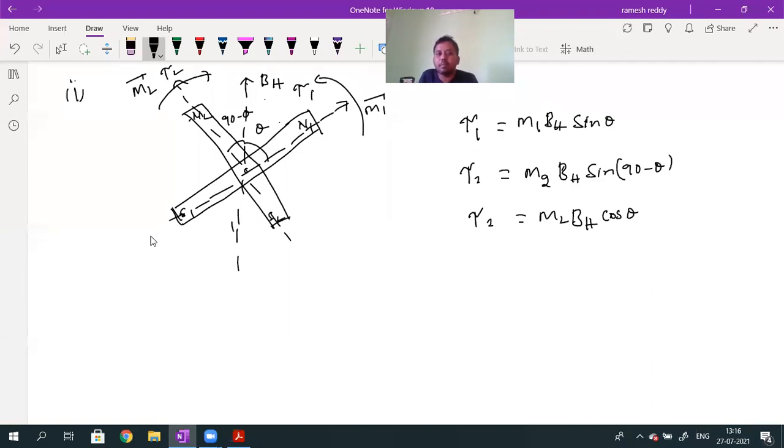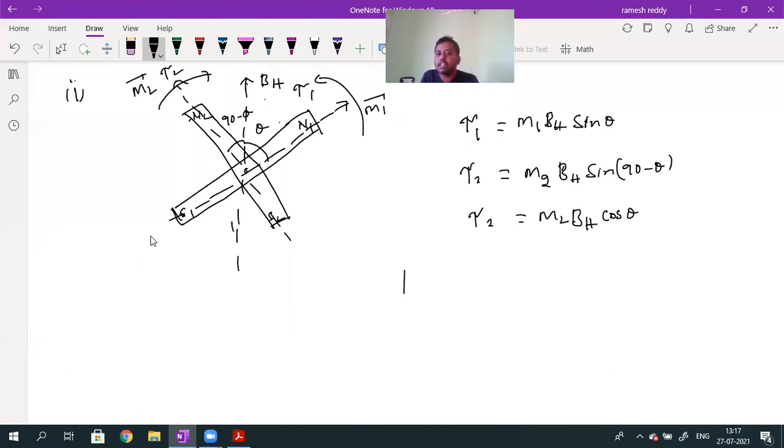Two bar magnets are arranged like a cross. Both are pivoted about a point, and they are free to rotate in the horizontal component of Earth's magnetic field. The north poles of the two bar magnets will experience a torque in the direction of BH. They will try to rotate and align in the direction of BH. But I don't want them to align in the direction of BH, so for this system to be in equilibrium.